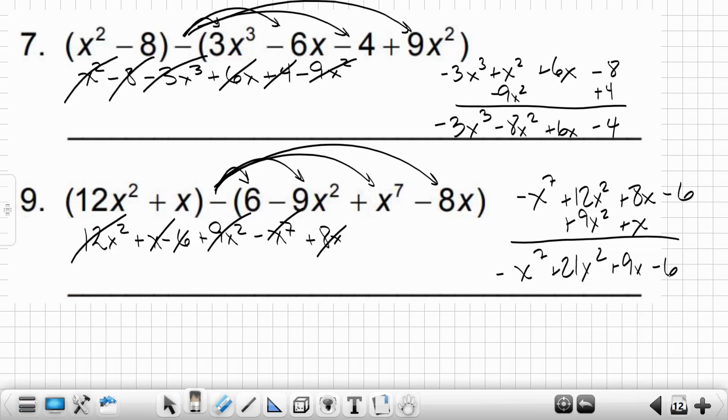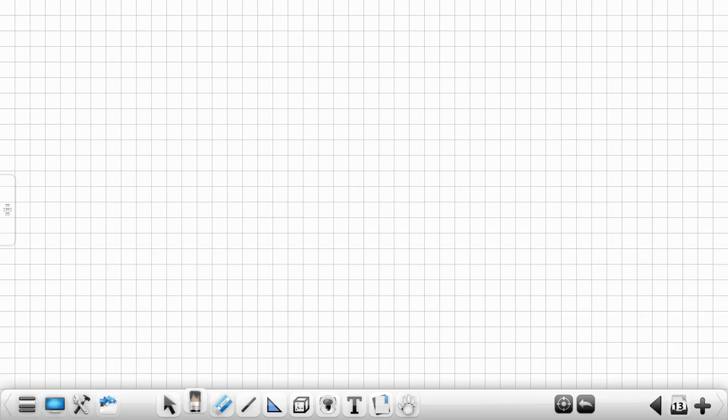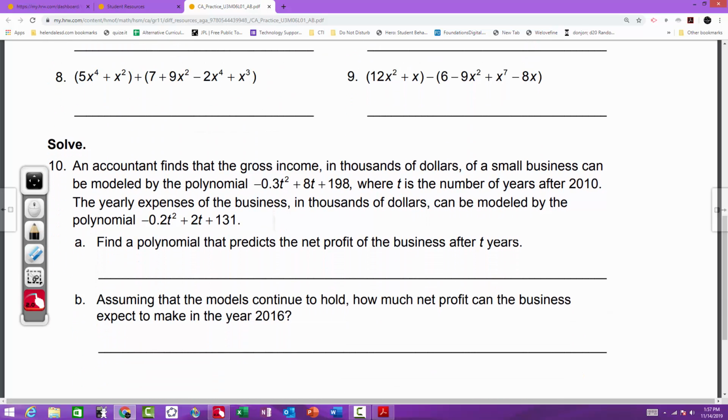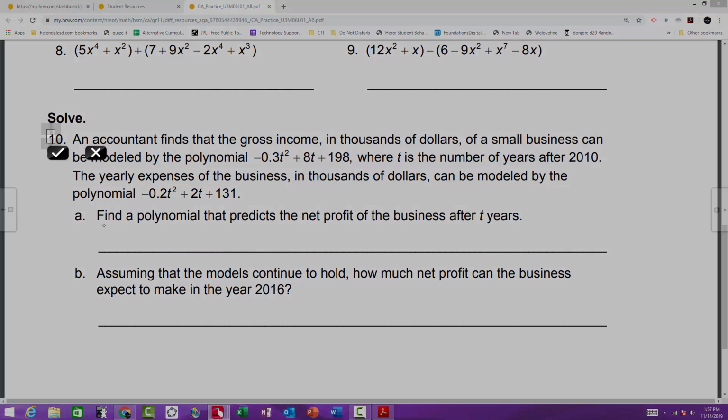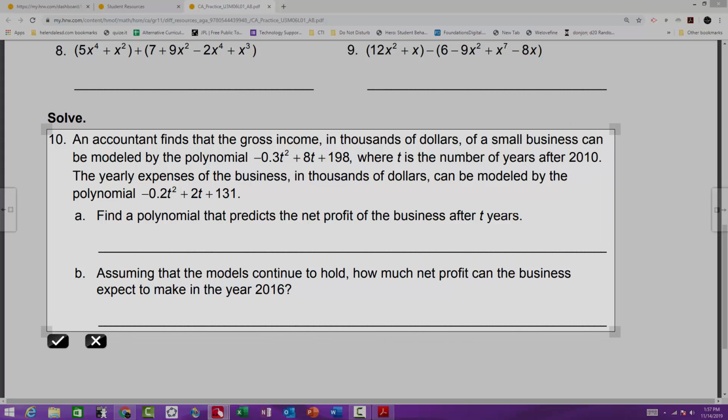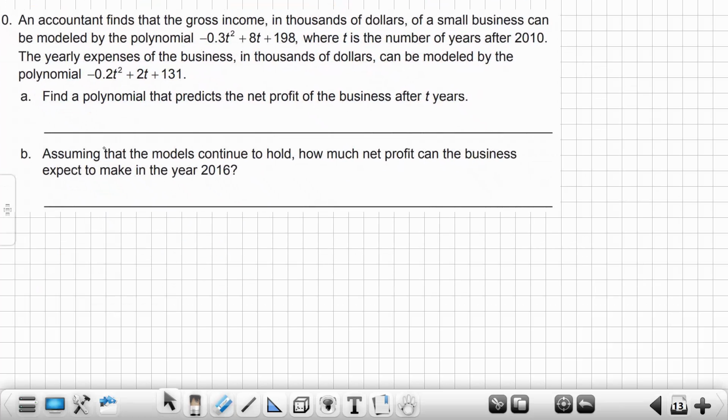Everybody get that for number 9? All right. Number 10, we have a profit and a loss. It's nothing too crazy. We can do this really fast. This is still the same concept, nothing harder.